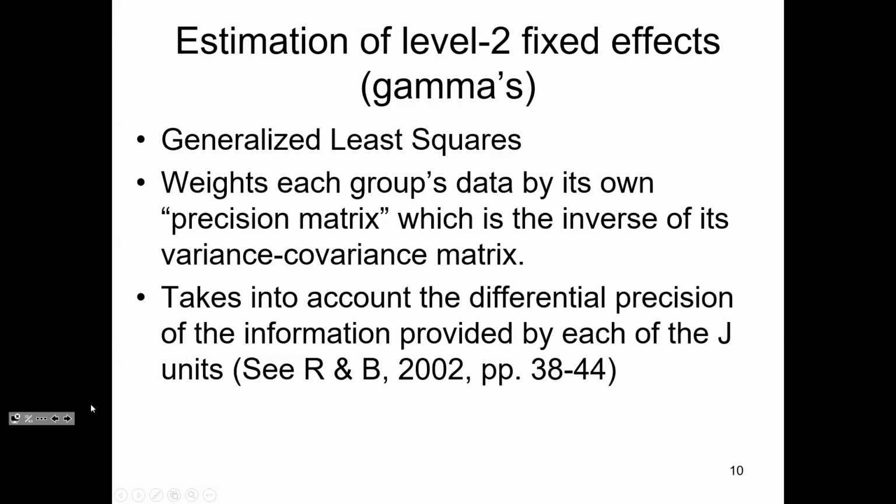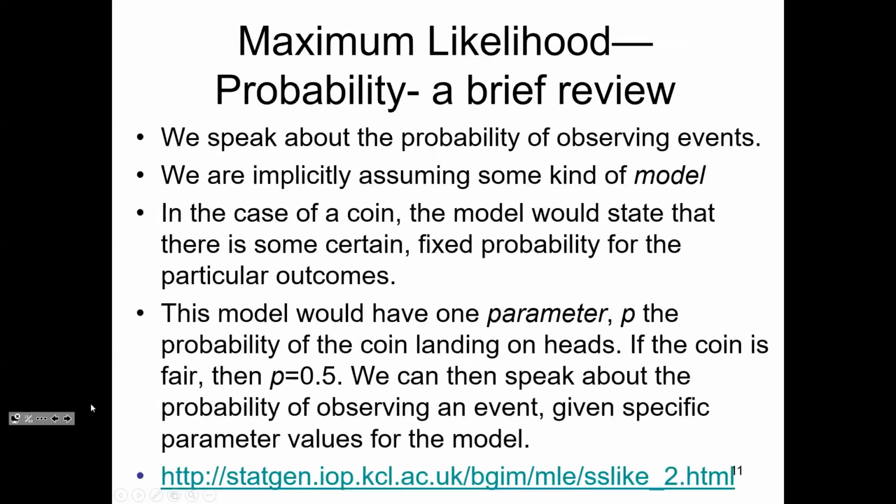So again, what's going to happen in generalized least squares is that when we compute the gamma, those fixed effects, the clusters that have higher sample sizes are upweighted in the estimation of the fixed effects, and the clusters that have smaller sample sizes are downweighted, which is as it should be, right? Okay, so that's all I really want to say about that right now.